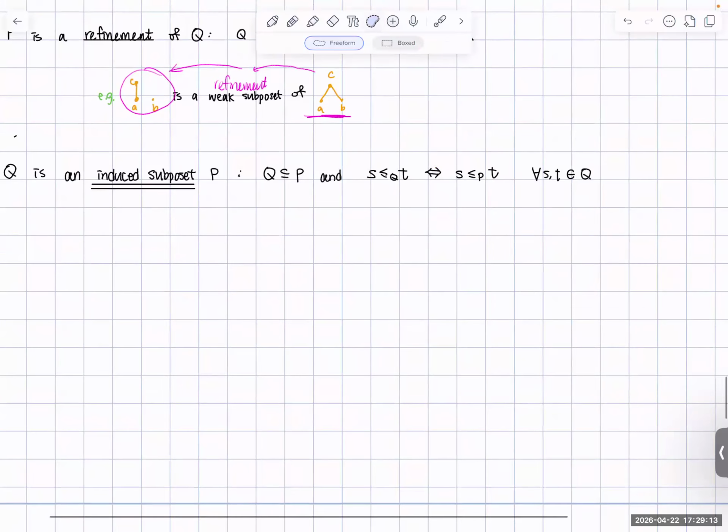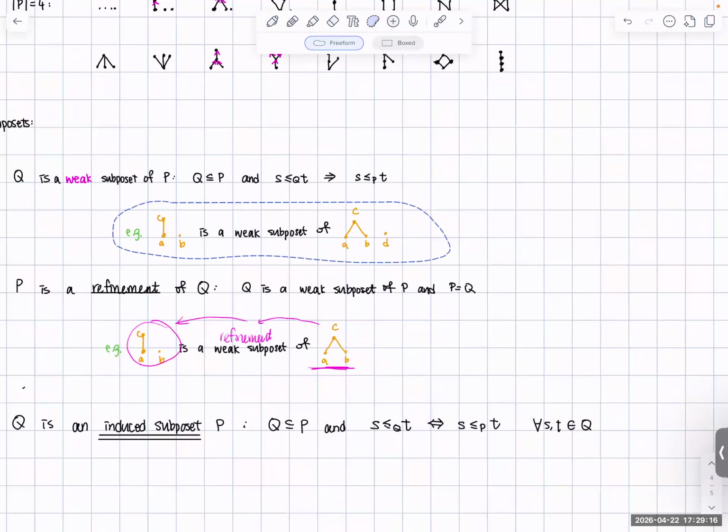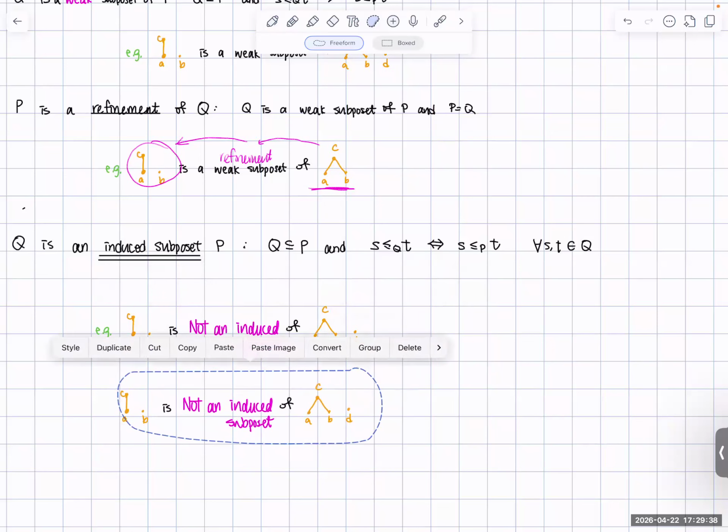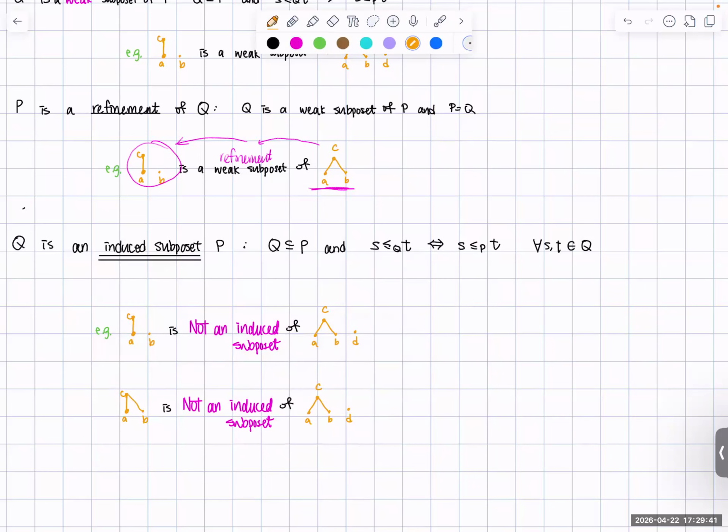So for example, here, this one is a weak subposet, but it is not an induced subposet, right? Because if it is induced, I have to have this one. To fix it, I just need to draw this line here. Then it is. Does that make sense? Okay, so that's what that is.